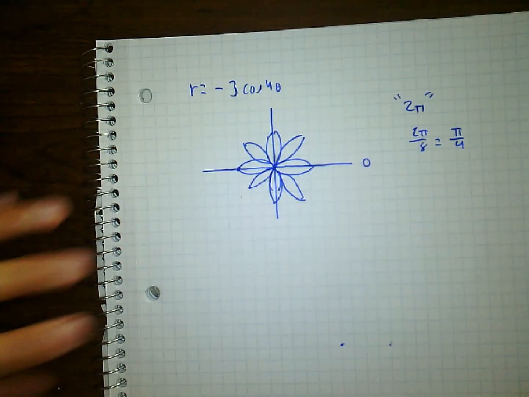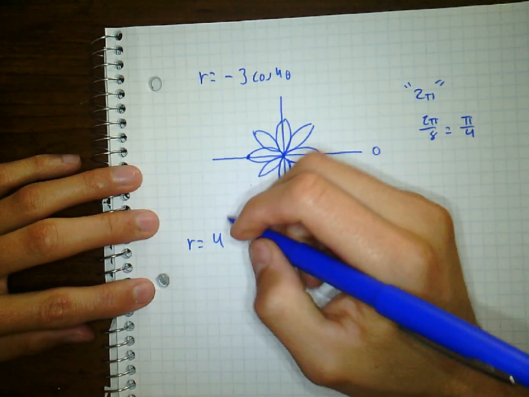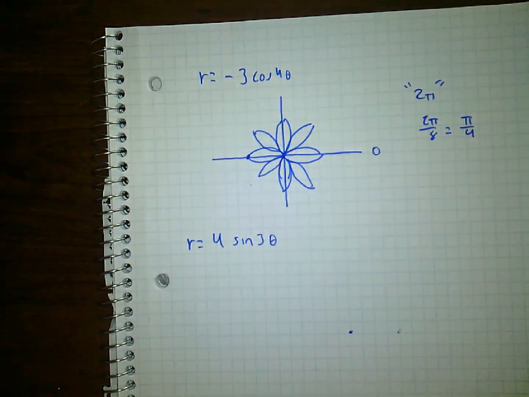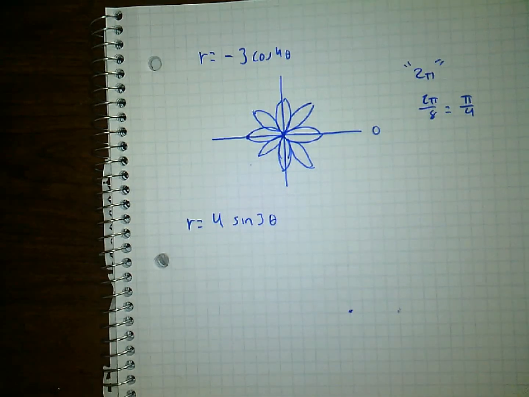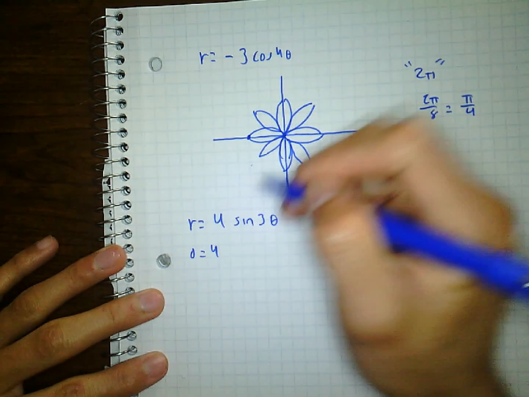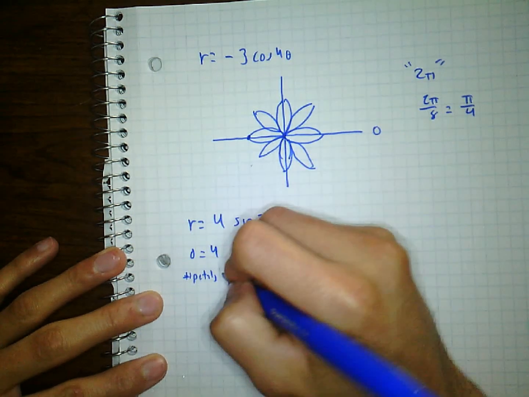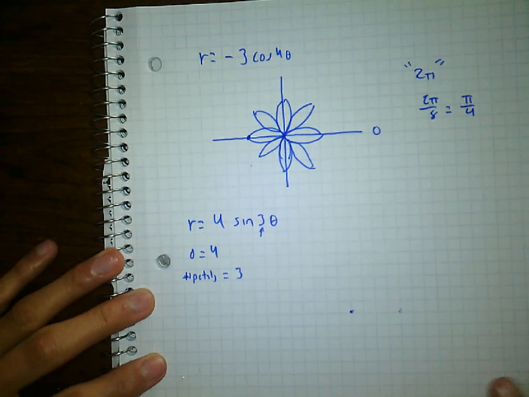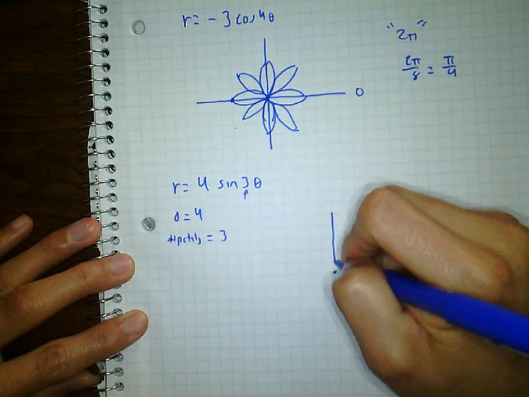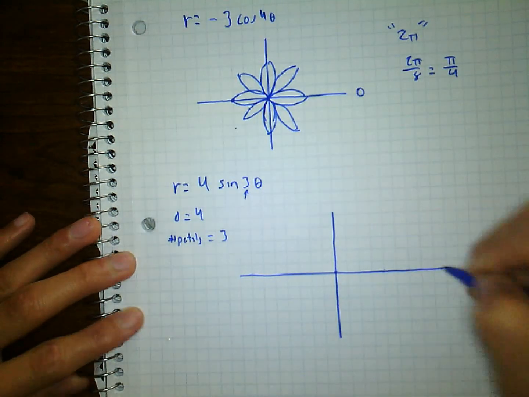Okay, now let's try something with sine. So let's say that we have r equals 4 sine of 3 theta. Nothing changes about the length of the petal and the number of petals. In this case, we have a diameter of 4, and because 3 is odd, that means we have 3 petals. So here's what we're going to do. We're going to plug in some values and see what happens.